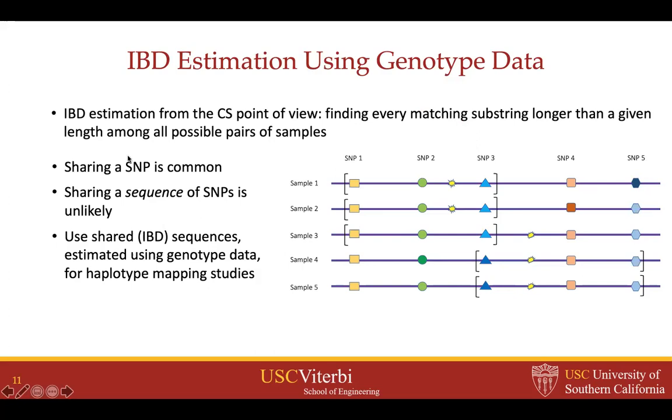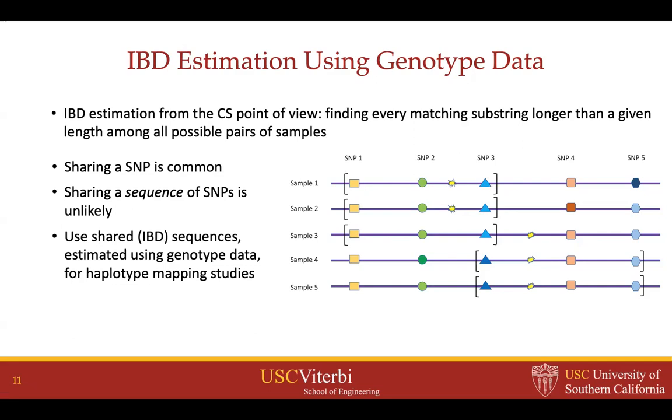From the computer science point of view, when I first read this, it is very simple. You find matching substrings, segments of genetic data longer than some given length. We want them long enough that we know it is IBD, and you want to find them quickly among all pairs of samples. Here you have a representation in which these are the SNPs that you measure, SNP 1, SNP 3. And these 3 individuals actually share this string of n SNPs in a row, and that can only happen if you have a common ancestor.